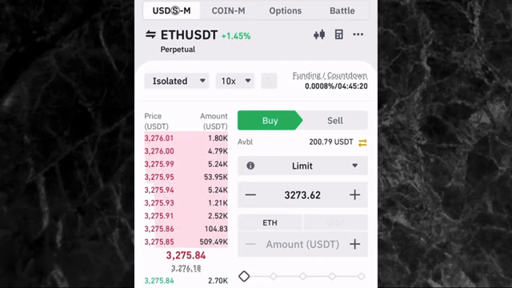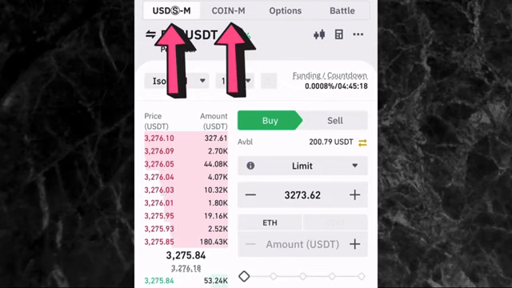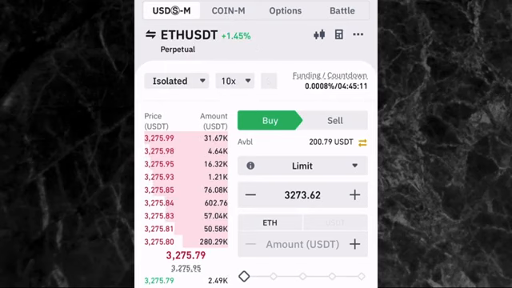Now, the next thing I need to explain to you guys is, as you can see at the top of the screen, where you have USDSM and Coin M. They are both futures trading. The difference between these two is the asset you are using to trade. For USDSM, you are using a fiat currency to trade, and that's USDT. So for this video, I'm going to be using USDSM futures. So for this, we are using a fiat to trade, and that's USDT.